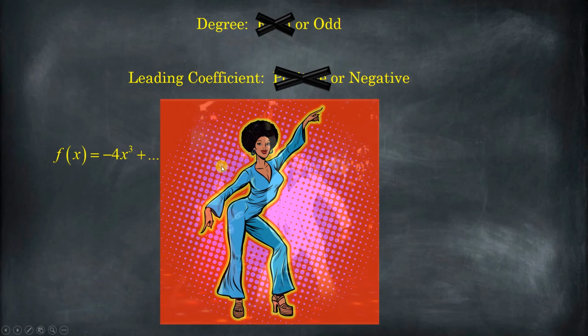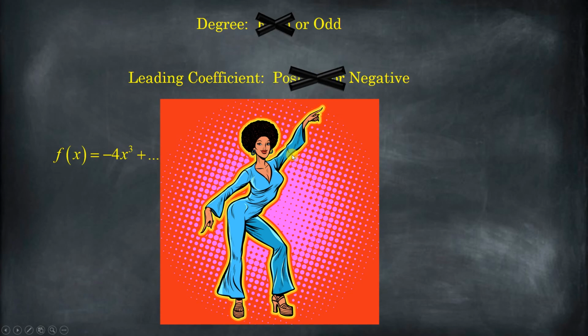There we go. What if it was this way, though? What if we had a different answer and it's the other way around? Well, it's still going to be an odd degree because the ends are going in opposite directions, but now because we're going from left to right, we're going up, so it's down to the left and up to the right. That's going to be positive. So we have an odd degree, so 3 would still work, with the leading coefficient now being positive.